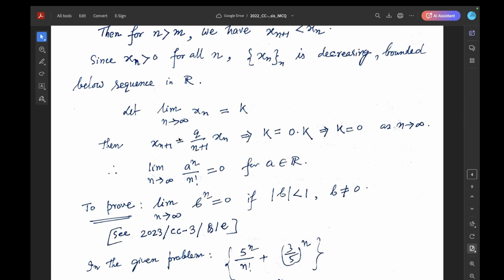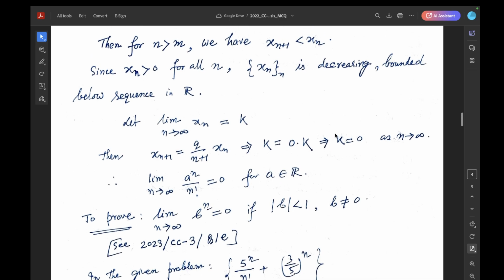Then xn plus 1 equals a by n plus 1 times xn. So taking the limit as n tends to infinity on both sides, xn plus 1 tends to k and xn also tends to k. So k equals 0 into k, because as n tends to infinity, a by n plus 1 tends to 0. So k equals 0.